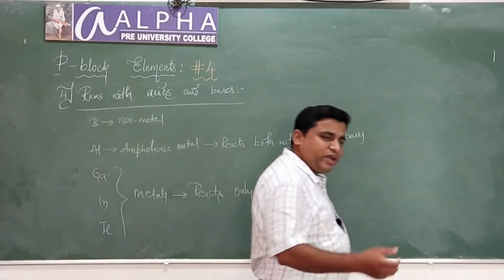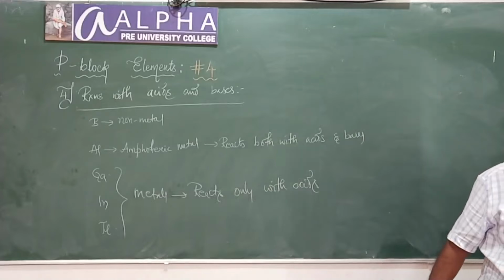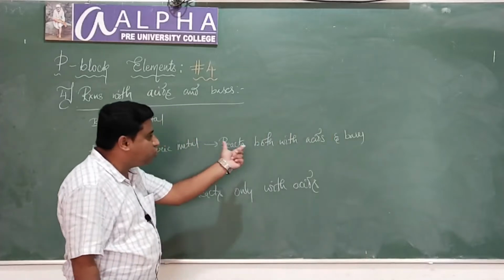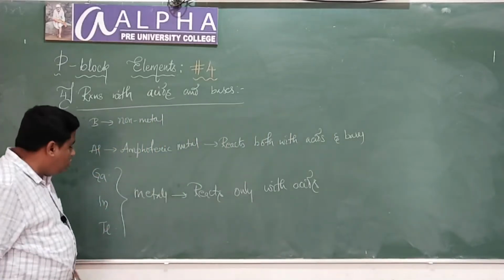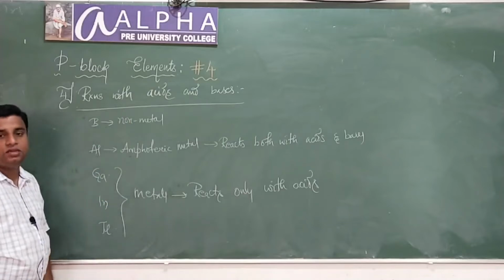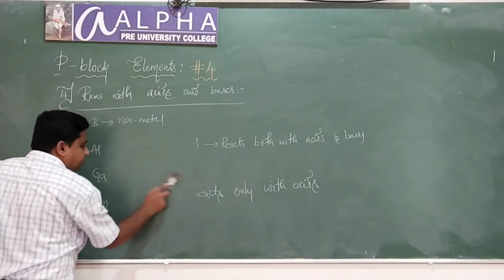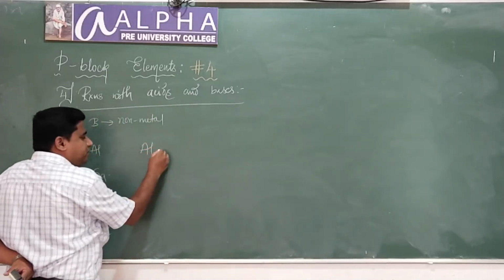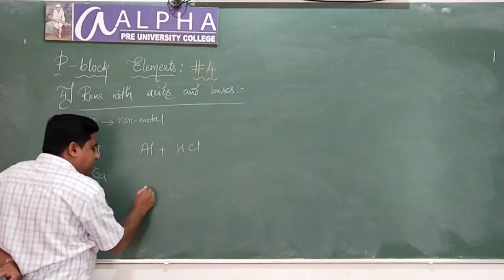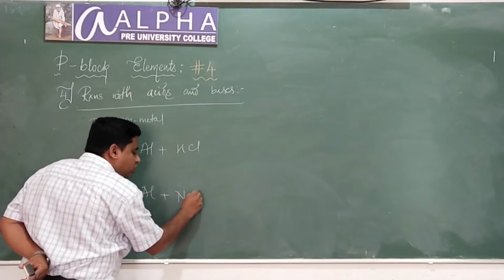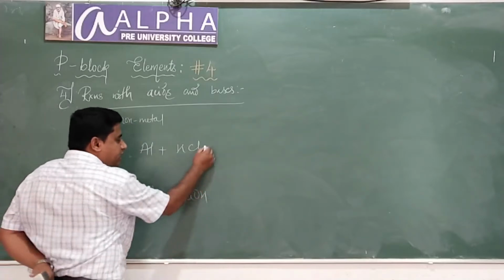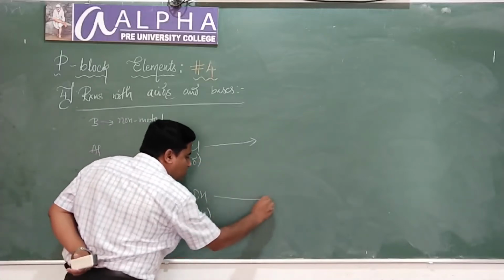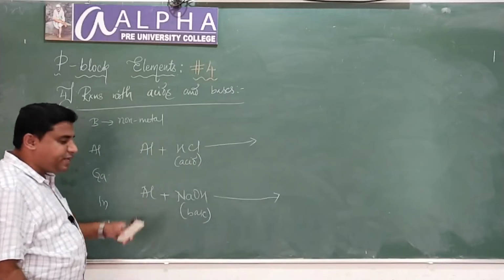Now look here, a very simple reaction. Don't worry about balancing the reactions. Aluminium reacts both with acids and bases because it's an amphoteric metal, whereas gallium, indium and thallium react only with acids. Now see the reaction. What happens when aluminium reacts with HCl? What happens when aluminium reacts with sodium hydroxide? This is an acid and this is a base.